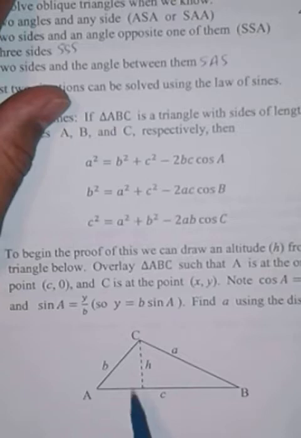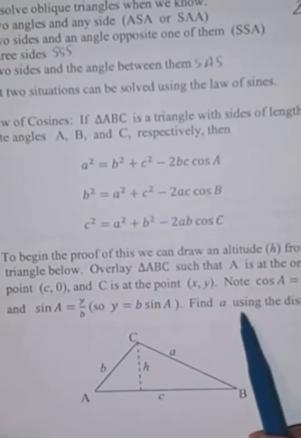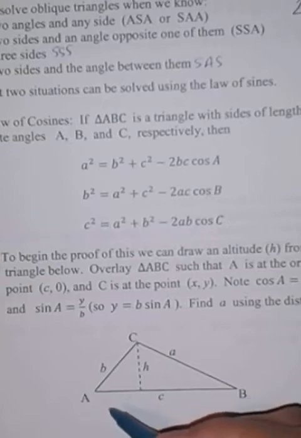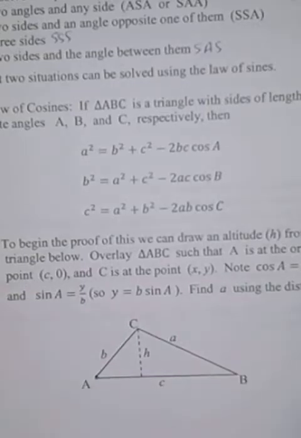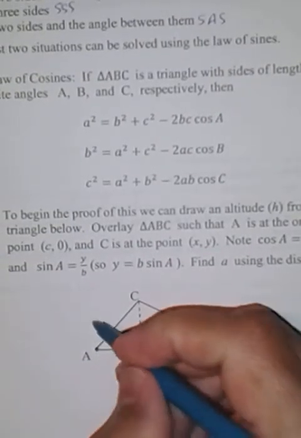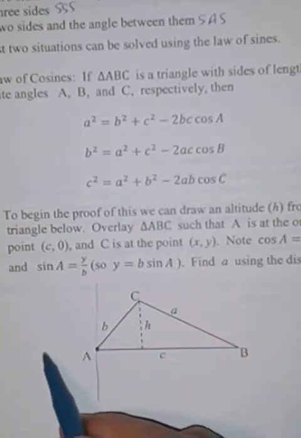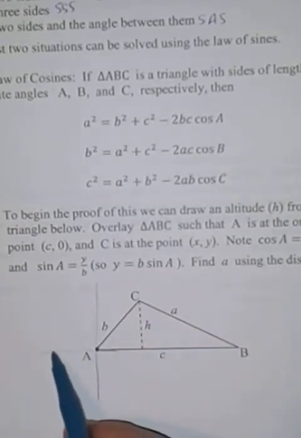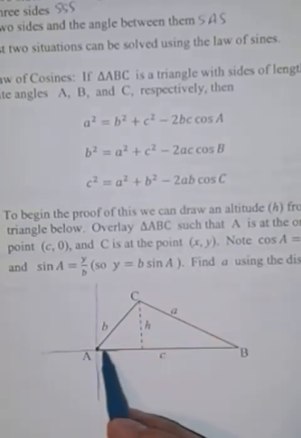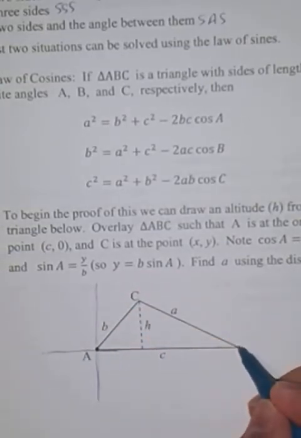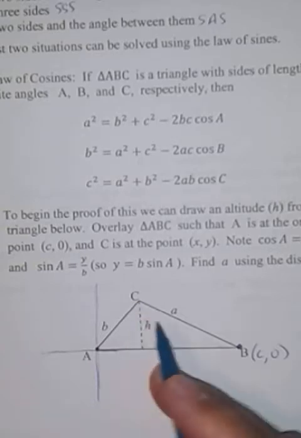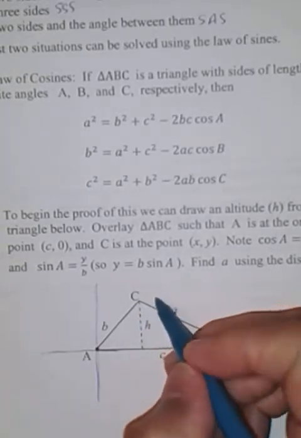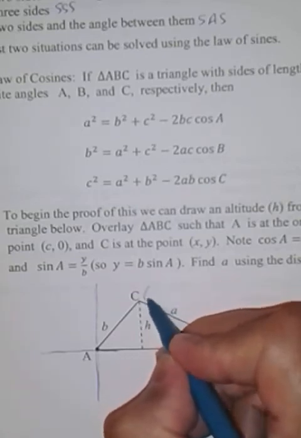All right, so a proof can be done in the following way. You would draw a triangle and overlay it on the coordinate plane, where this vertex right there is 0, 0. There's your x-axis and your y-axis. The x-axis runs along the base of the triangle. This length is c, so that point has coordinates (c, 0). And then point C up here has coordinates (x, y).